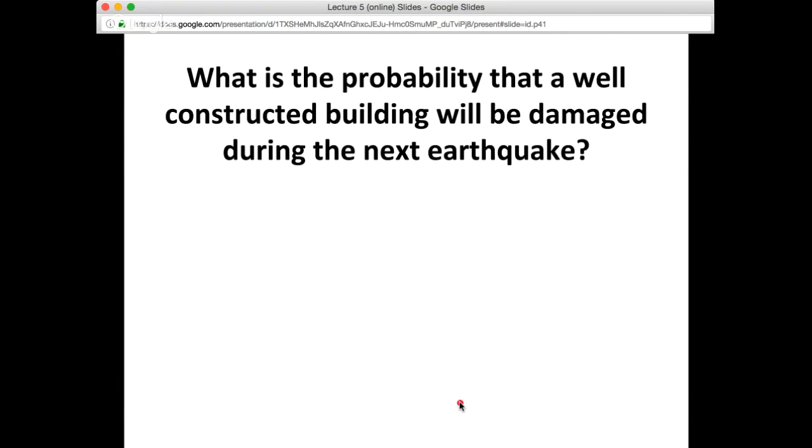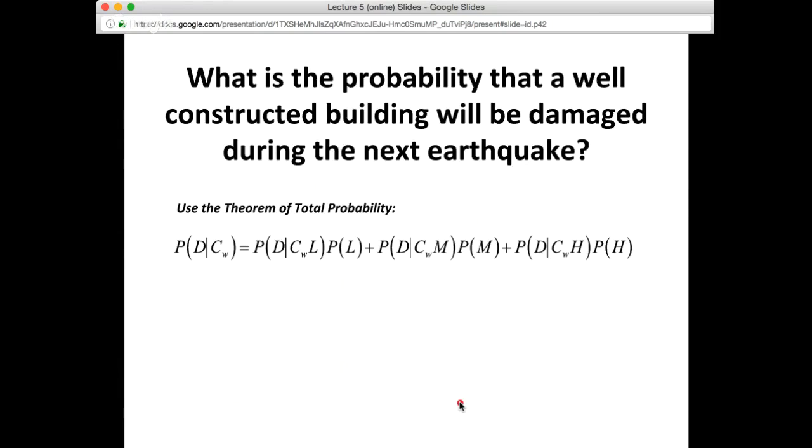And so we come back to the first question, which is, what is the probability that a well-constructed building will be damaged during the next earthquake? To get this, we really need to invoke the theorem of total probability, because what we're asking for is not something that they've given us. We want to know the probability of damage given that we have a well-constructed building. Or another way to state that question would be, given that you have a well-constructed building, what is the probability of damage?